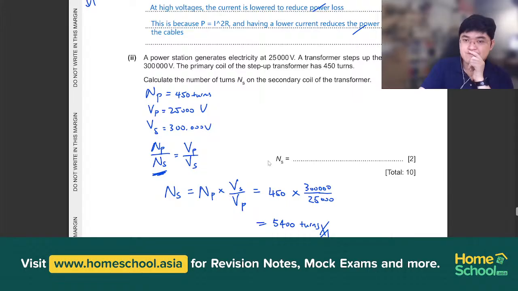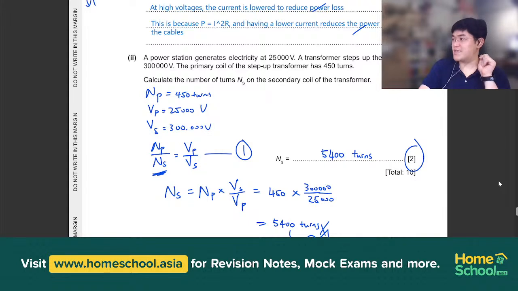Okay, number of turns should be 5,400 turns. So as long as you give this equation, you get your first mark, and if you get the correct answer, you get your second mark for this full 2-mark question.